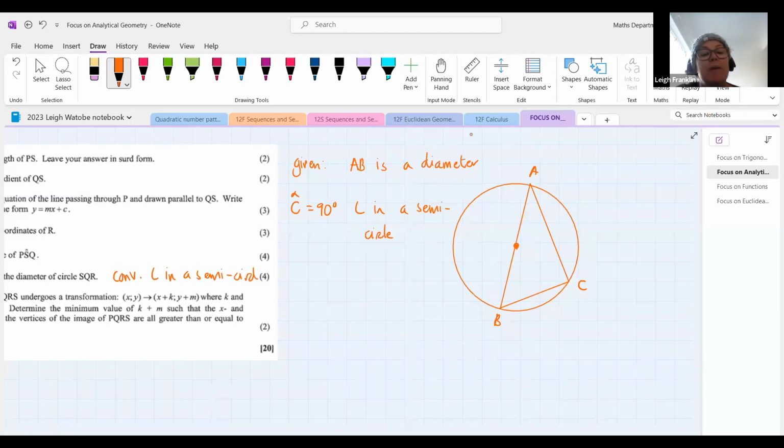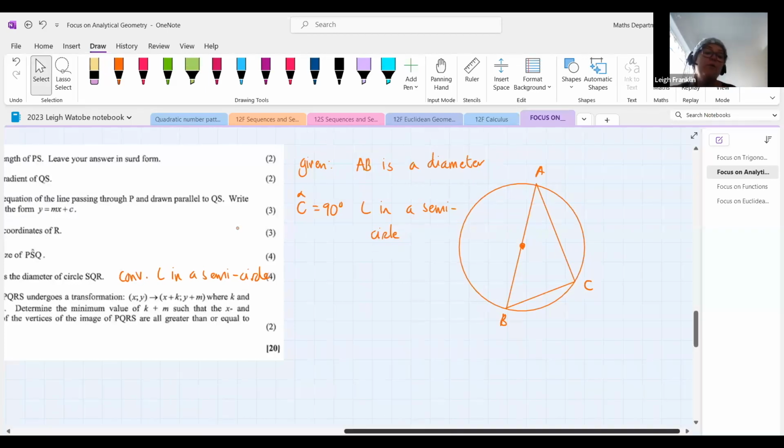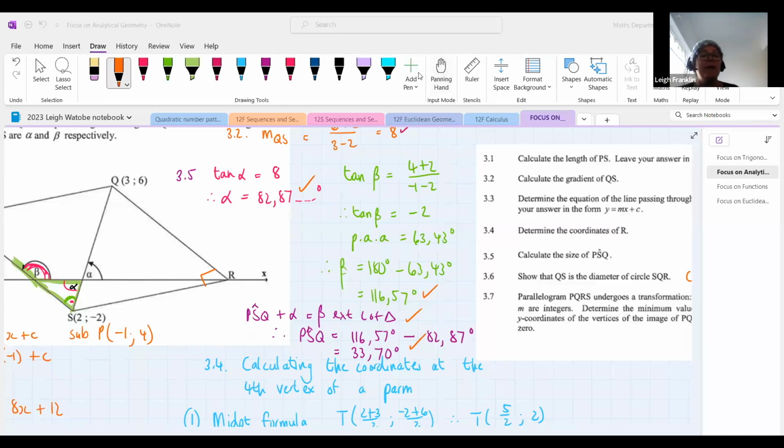Does that ring some bells now? Okay, it is the converse of this theorem. Okay, we are working backwards. If we can show that R, and I know R does not look like it's 90, but if we can show that R is 90, then we have proved that QS is the diameter of the circle going through S and R and Q.